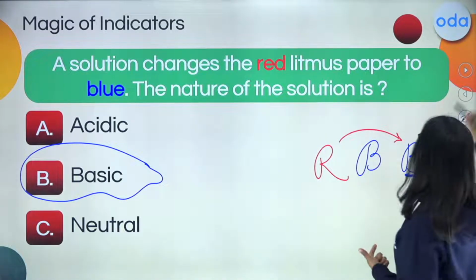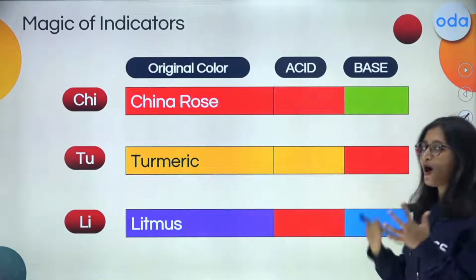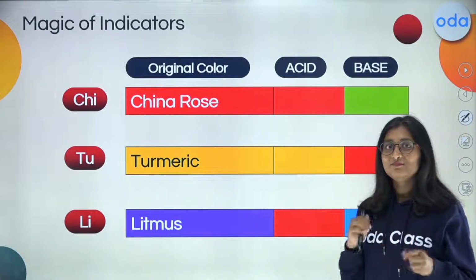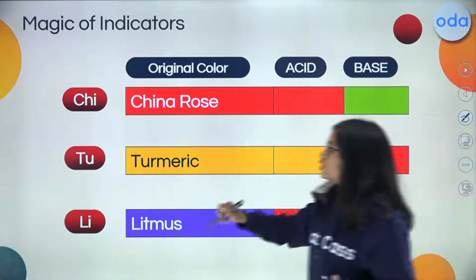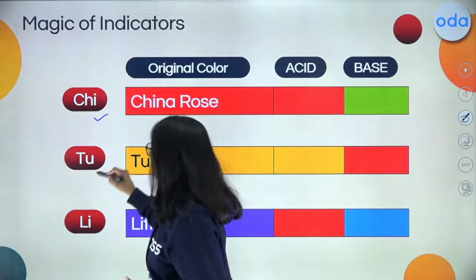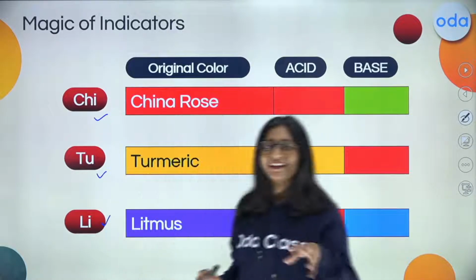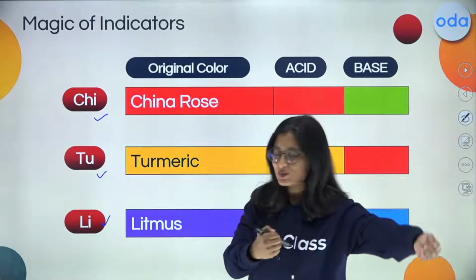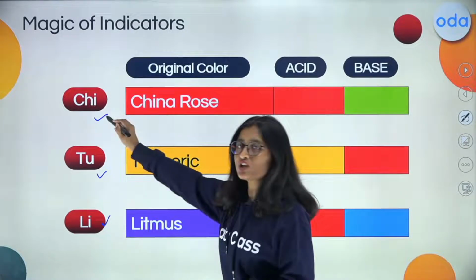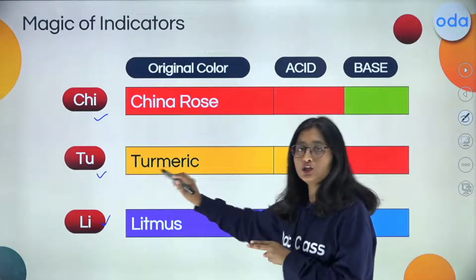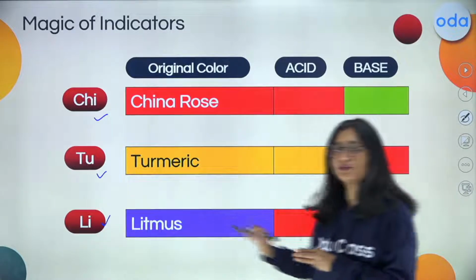So yes, you have done a lot of questions. Now here is the master key for you. There is chai tu li, right? Everybody loves chai. So chai tu li. In this case, chai for China rose, tu for turmeric, and li for litmus.